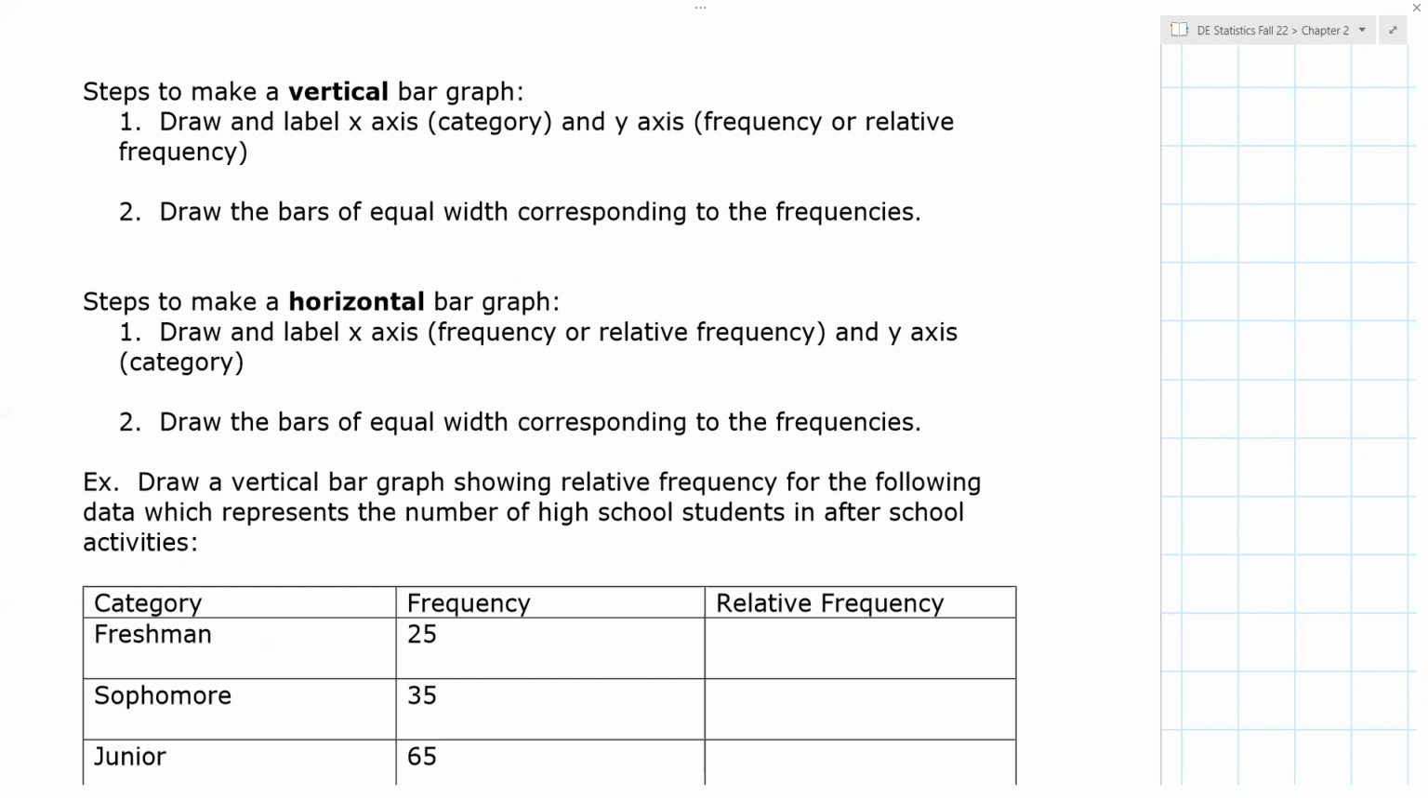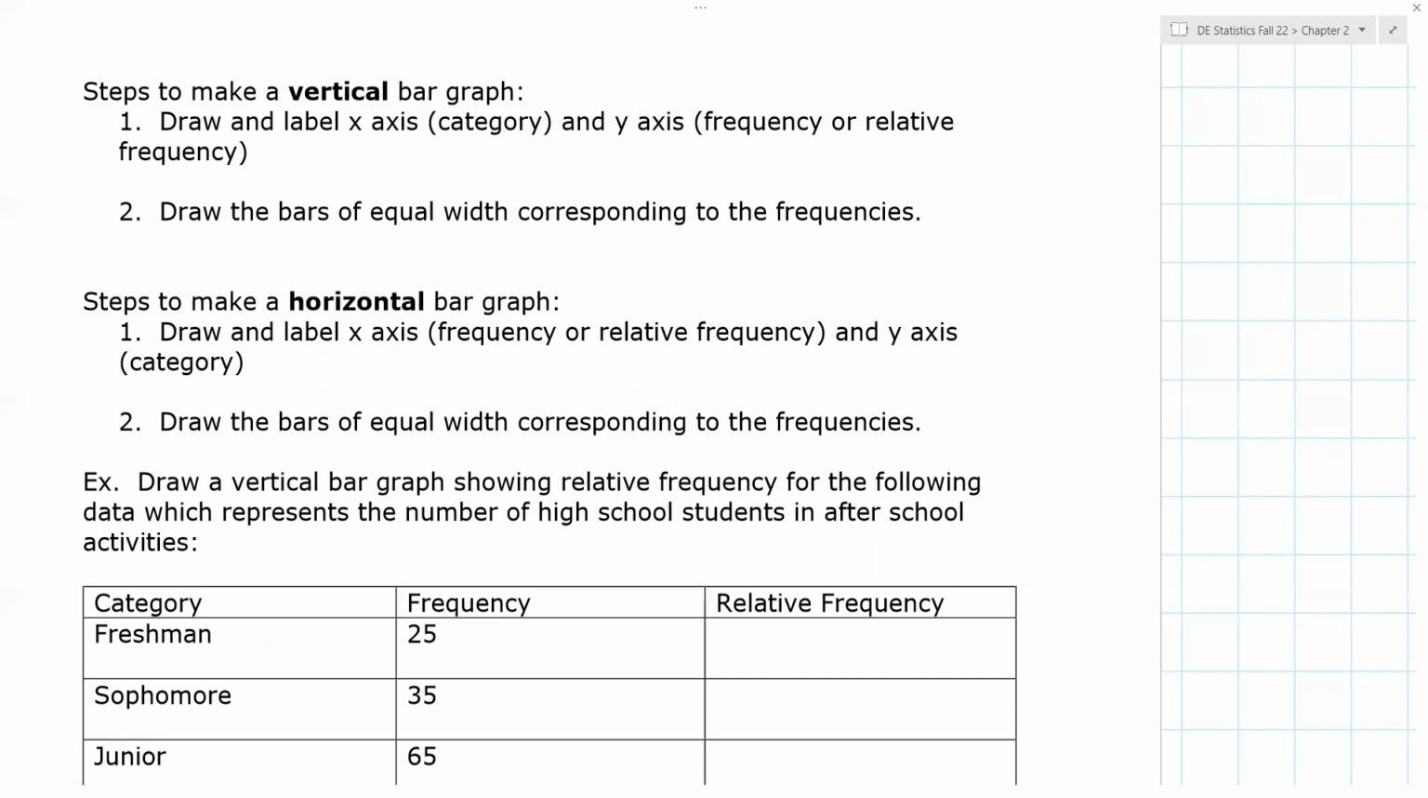The second type is a horizontal bar graph. In a horizontal bar graph, the axes are flipped. So your y-axis becomes your category and the x-axis becomes your frequency or relative frequency. Other than that, they are the same, which means both types of graphs, and this is going to be true with all types of visual displays.